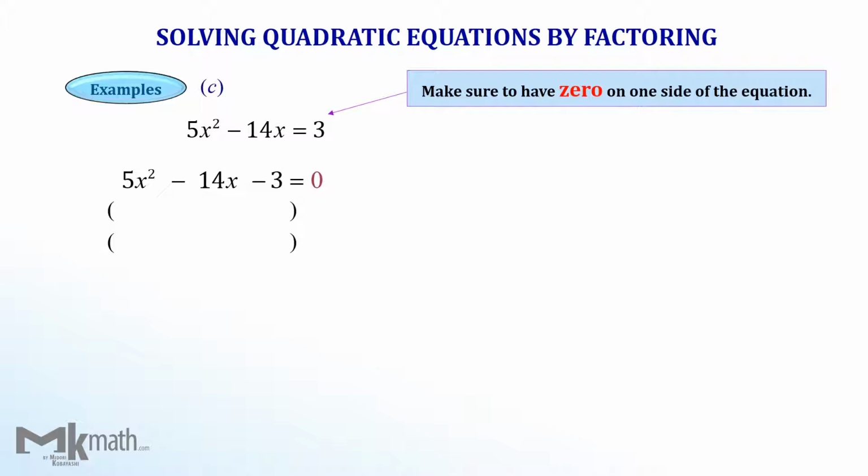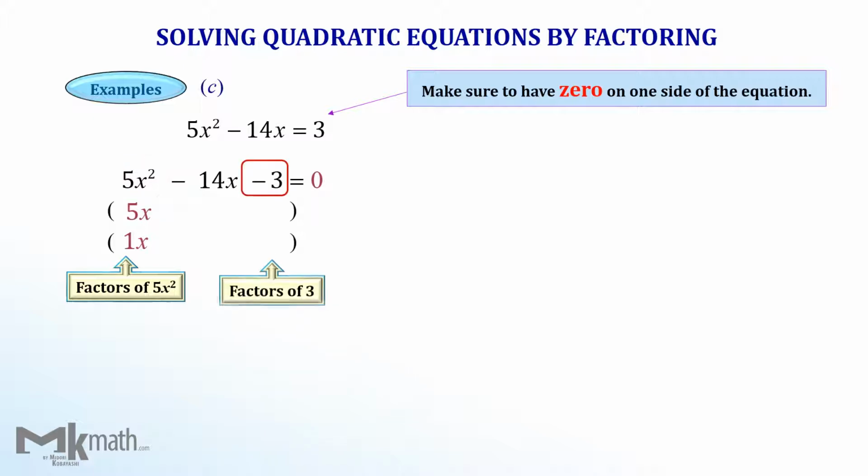For the first term, think about the factors of 5x squared, and place each factor, 5x and x, in the left part of each bracket. The order could be x on top and 5x on the bottom. Next, move to the last term. Find the factors of 3: 1 times 3.